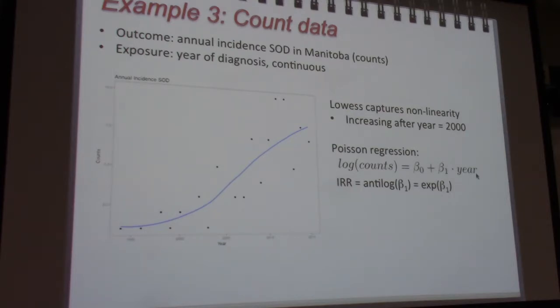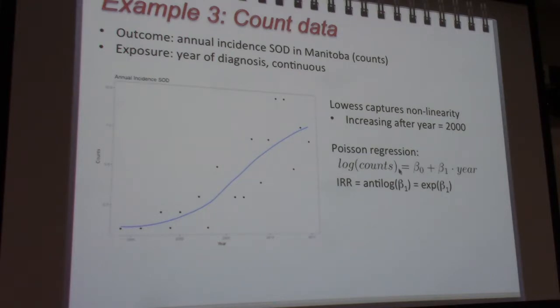Beta 1 measures the impact of a 1-year change in time on, in this case, the log of the counts. Not the logit, not the untransformed counts, but on the log of the counts. Someone mentioned yesterday the incidence rate ratio. So let me define that. I'm not really interested in the impact of year on log counts. I want to know what the impact of year is on counts.